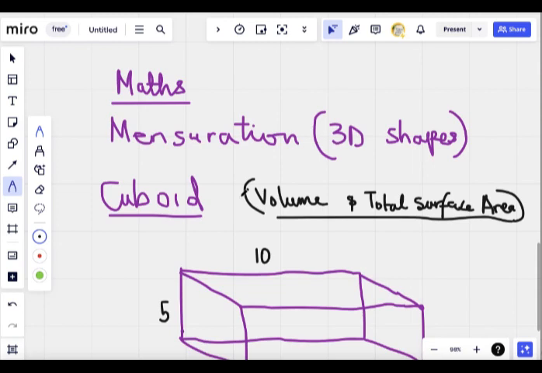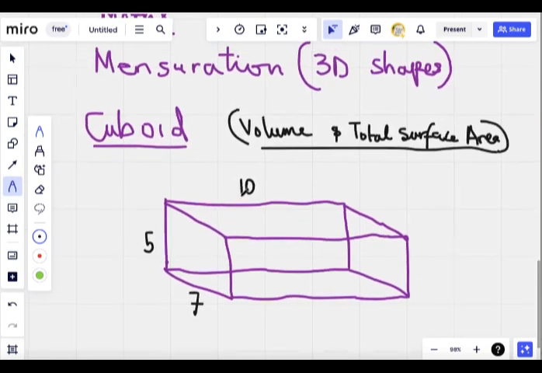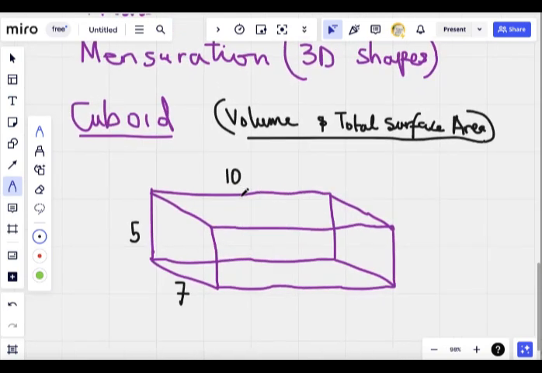But today we're going to learn the mensuration in 3D shapes, and we're taking the first one called the cuboid. We're starting with the cuboid, the shape you see here. The first thing we're going to learn to do with a cuboid is to calculate the volume of a cuboid.